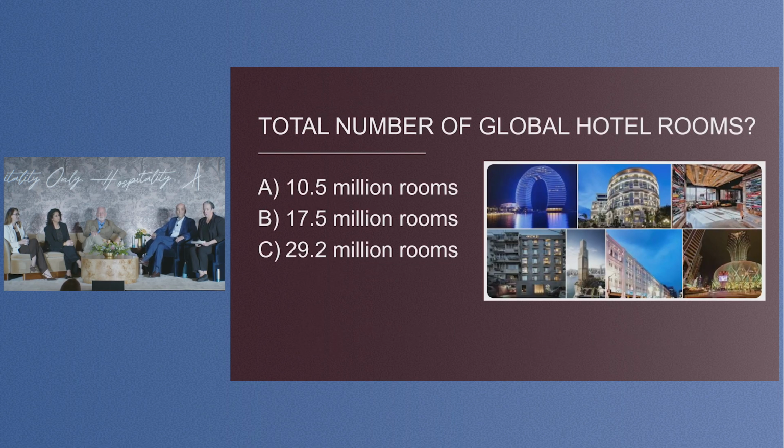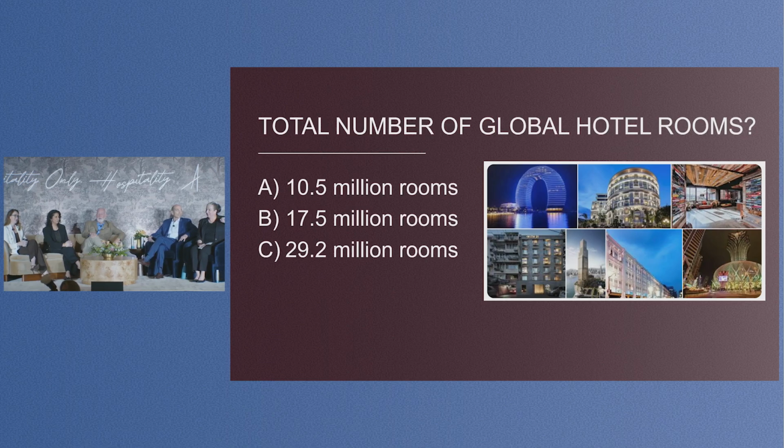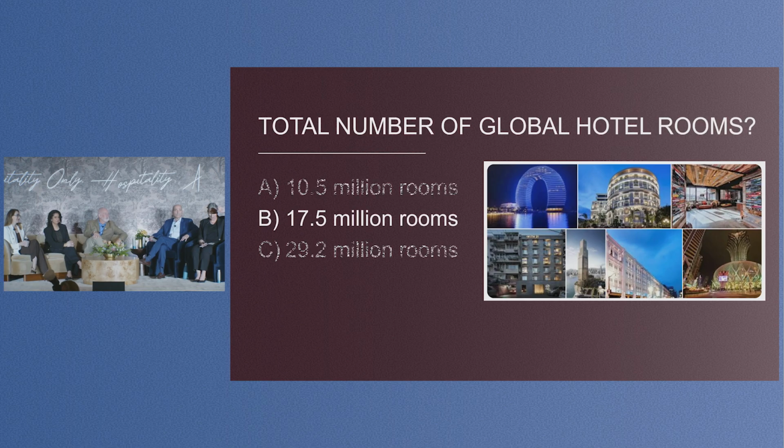So we are going to start with a pop quiz, and there's some bright lights, so you're going to have to raise your hand. How many of you think the total number of global hotel rooms is 10.5 million? No? 17.5? 29.2. All right, I got a few. Okay, we're going to try this again. 10.5. Raise your hands. Nobody. Okay, 17.5. Okay, I got one here. Thank you, Heather. All right, 29.2. We got a few in the back. The answer is 17.5. Good job, Heather Carnes.